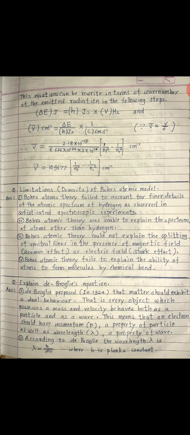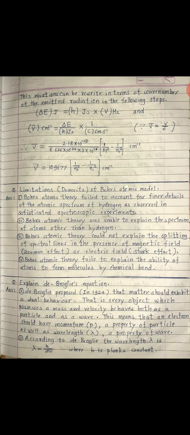First limitation is a bit difficult. Bohr's atomic theory failed to account for finer details of the atomic spectrum of hydrogen as observed in sophisticated spectroscopic experiment. The rest are easy. Bohr's atomic theory was unable to explain the spectrum of atoms other than hydrogen. Third, it could not explain the splitting of spectral lines in the presence of magnetic field, that is Zeeman effect, and electric field, that is Stark effect. And last one, it fails to explain the ability of atoms to form molecules by chemical bond.